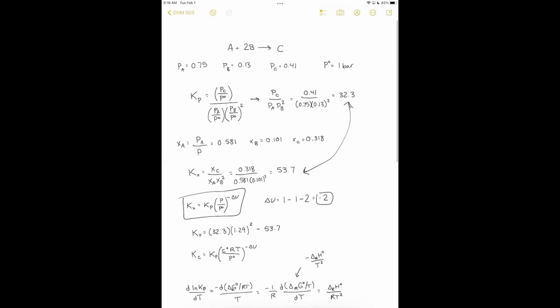And if we look at our reaction, we have fewer moles of products in this reaction. If it was the other way around, our Δν would be a positive number. This term would get smaller as the pressure increased, and we would favor the reactants.